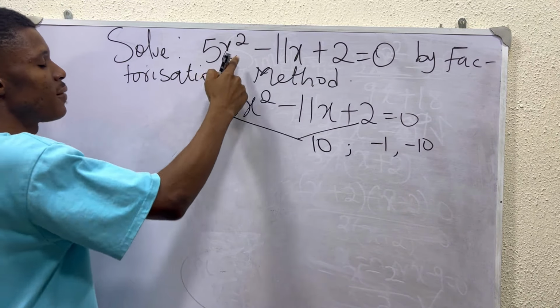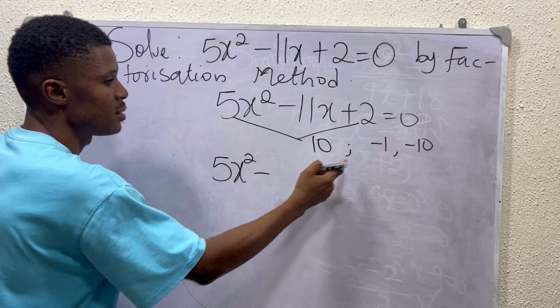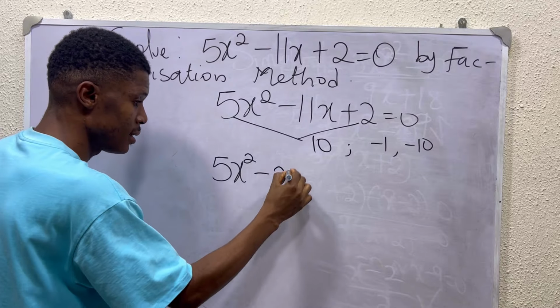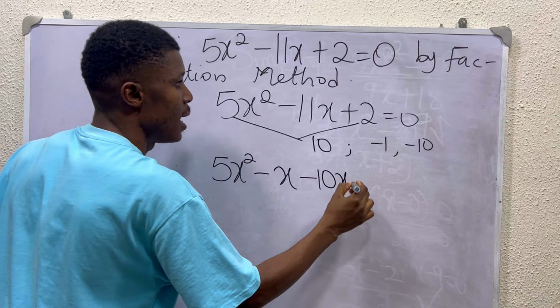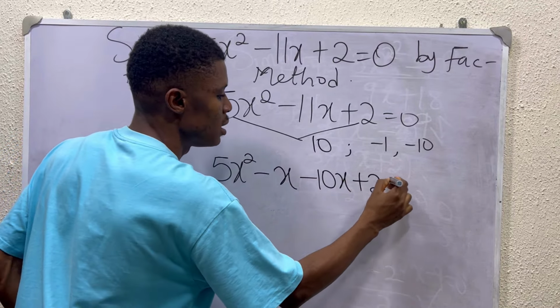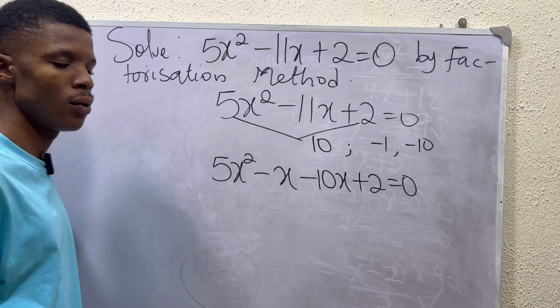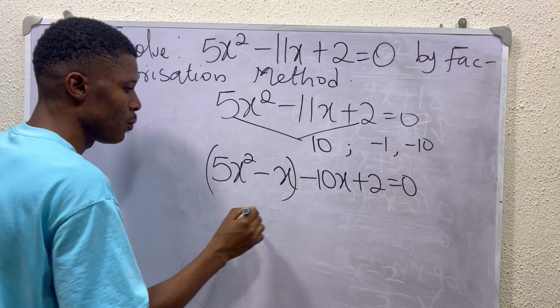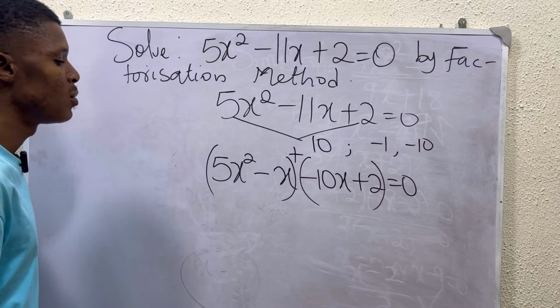So you have to use these factors to expand the middle term. 5x squared minus, the first term is minus 1x, is just x. Then the next term is minus 10x, then plus 2 is equals to 0. These are where the two factors play a very good role. So these two, we group the first term and group the what? Second term, okay?